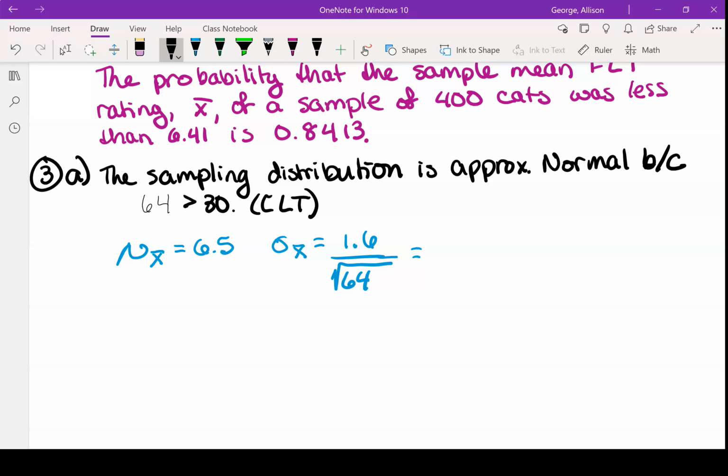All right, so when we work it that way, it should be 1.6 divided by 8, which is going to give us a value of 0.2 for our standard deviation. All right, 10% condition: if 64 was our sample, then the population would have to be larger than 640. And that makes sense. There would be more than 640 finches in the world.